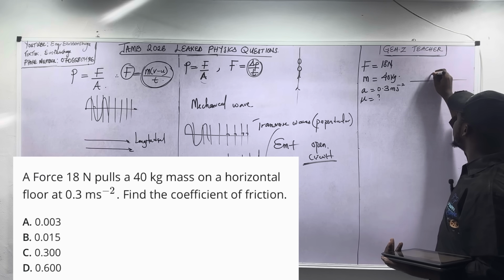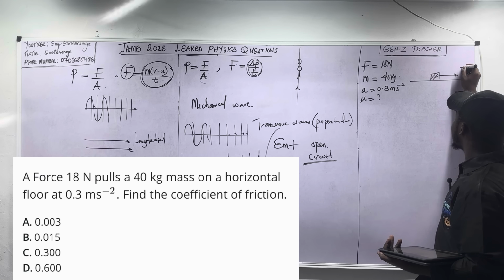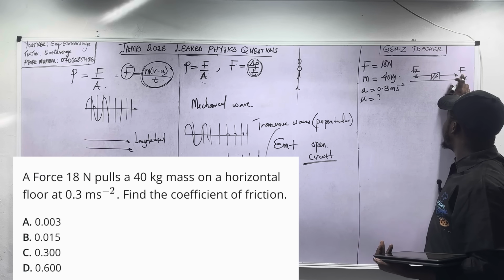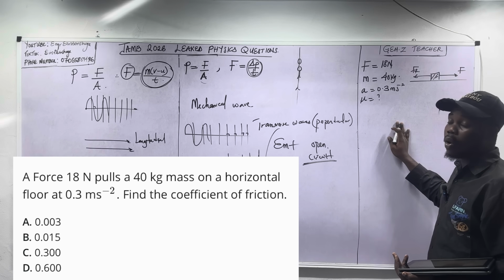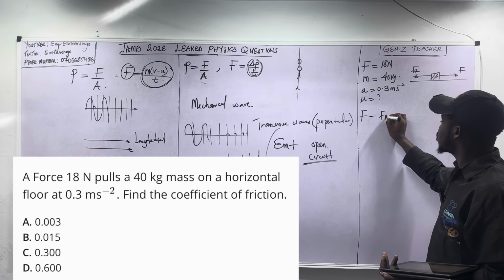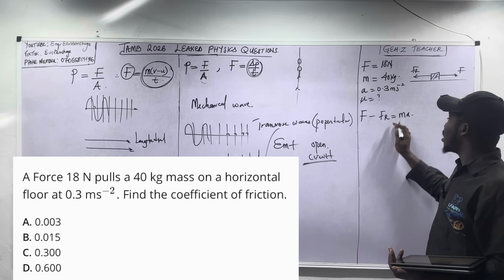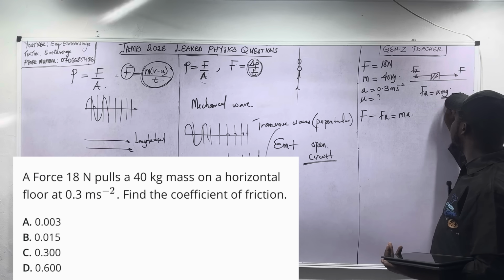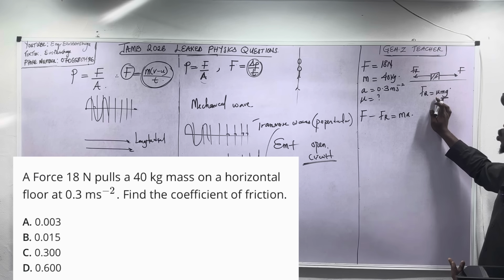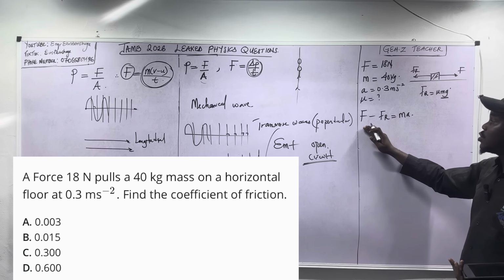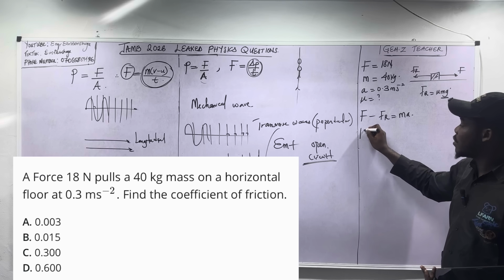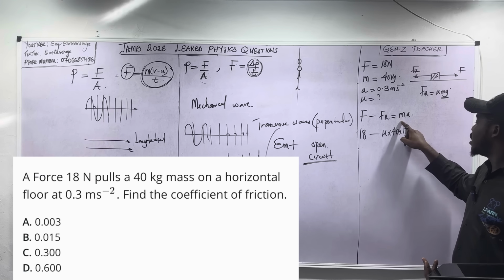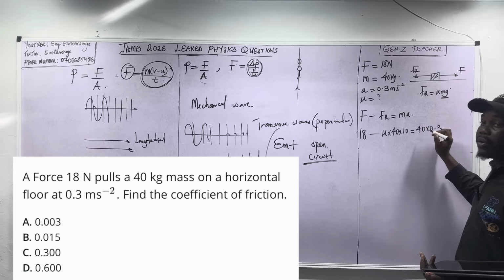Recall, for you to be able to move an object on a rough surface, it means that your applied force must be greater than the frictional force. Okay, so the applied force must be greater than the frictional force. Whenever that occurs, we're going to say the applied force minus the frictional force must be equal to the moving force. Now, for horizontal cases like this, the frictional force is always equal to mu mg, where mg is the normal reaction. So we have Fr equals mu mg. Now, to put the values into the question, F was given as 18, so we have 18 minus Fr is mu, unknown, the mass is 40, and then g is 10, and then m is 40 again, and then the a was 0.3.